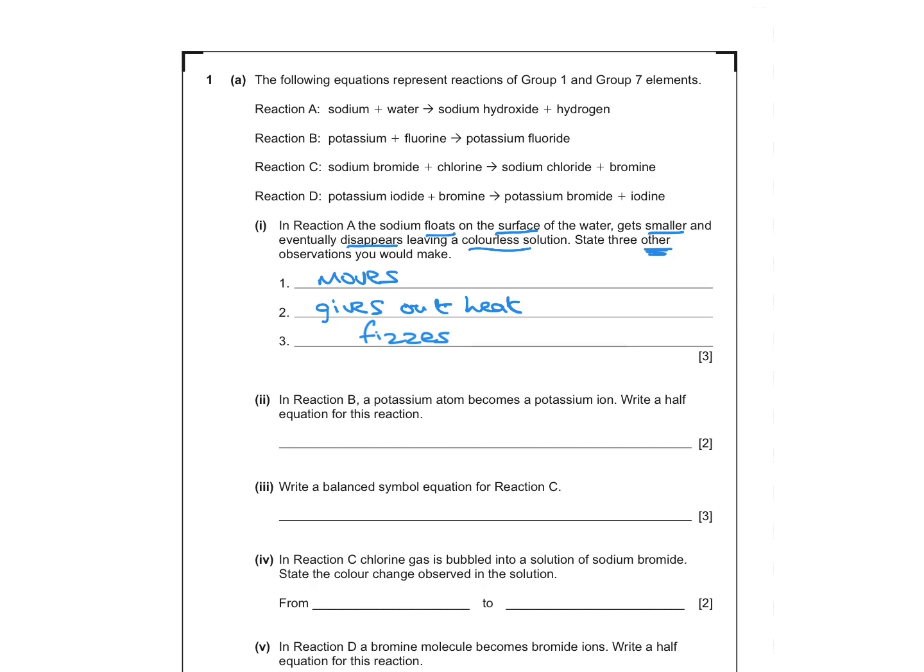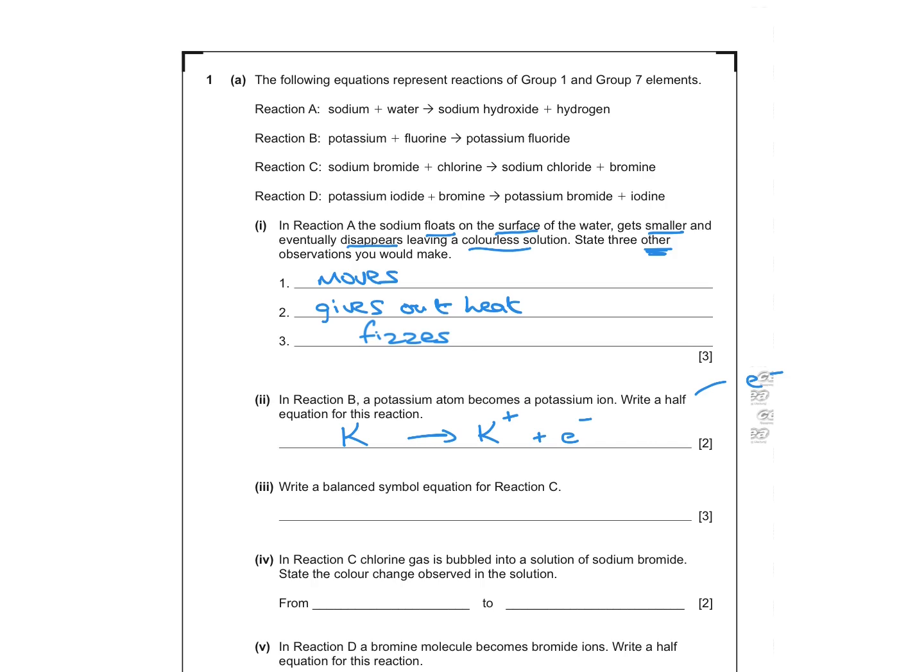Part 2, reaction B, a half equation for a potassium atom becoming a potassium ion. Now half equations always contain e minus. So potassium atom is obviously K, and it goes to a potassium ion. Well, potassium has 1 electron in the outer shell. It will lose that 1 electron, and if it loses a negative electron, it will become positively charged. And then you've got to show that the electron is also produced. So that's the half equation.